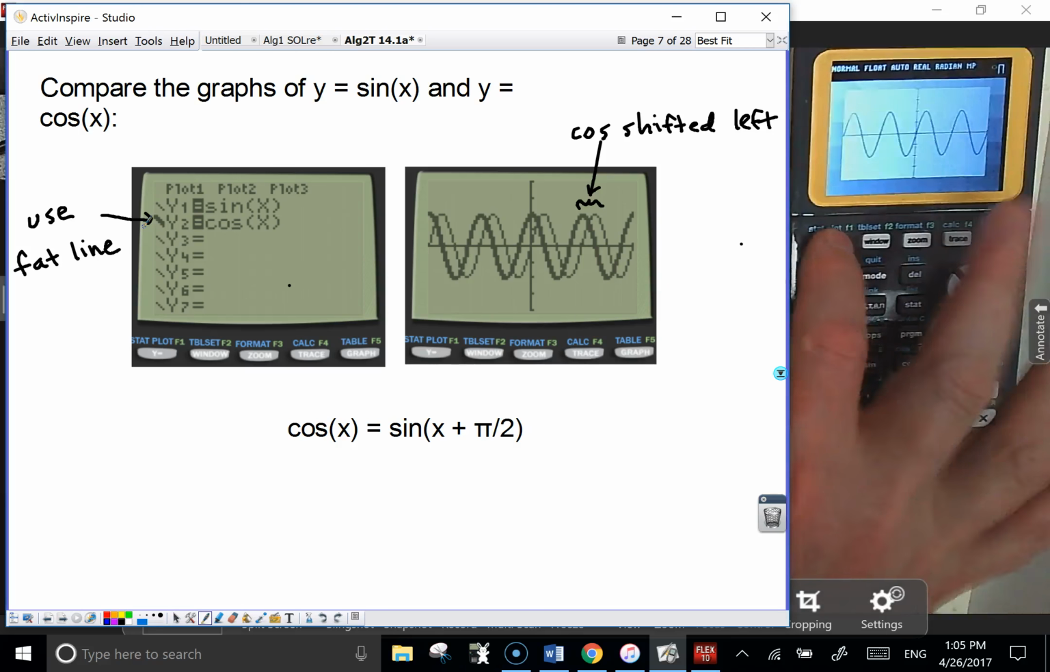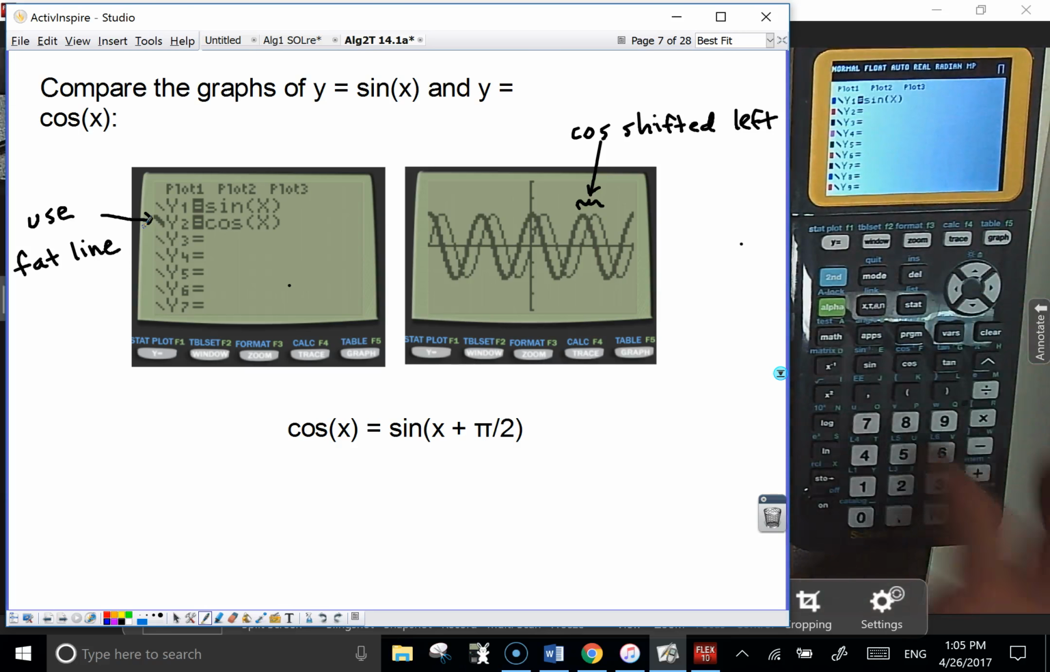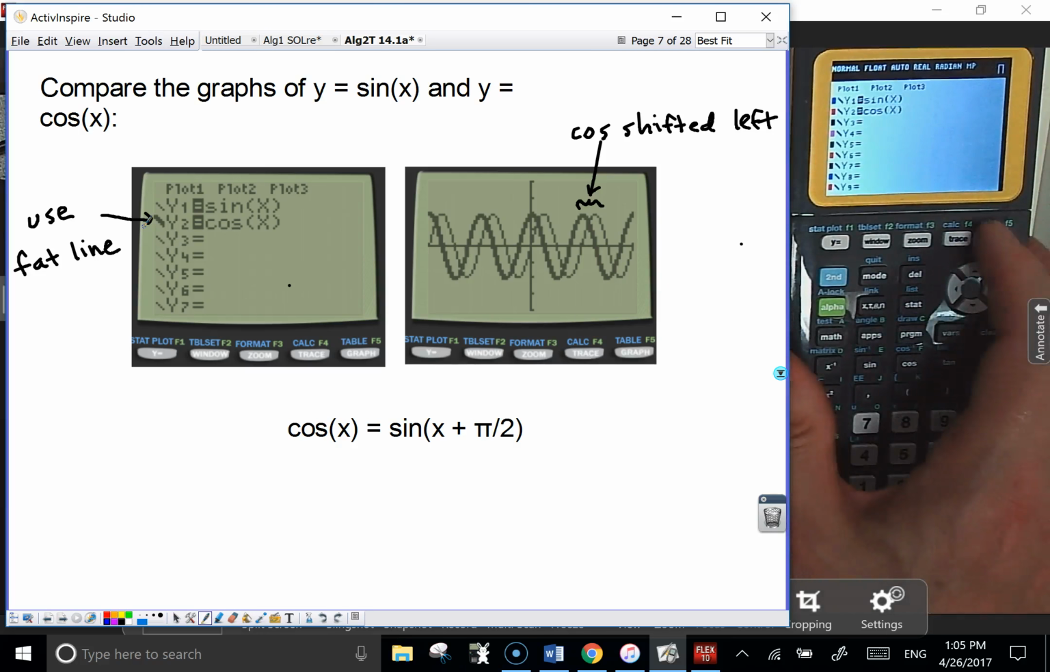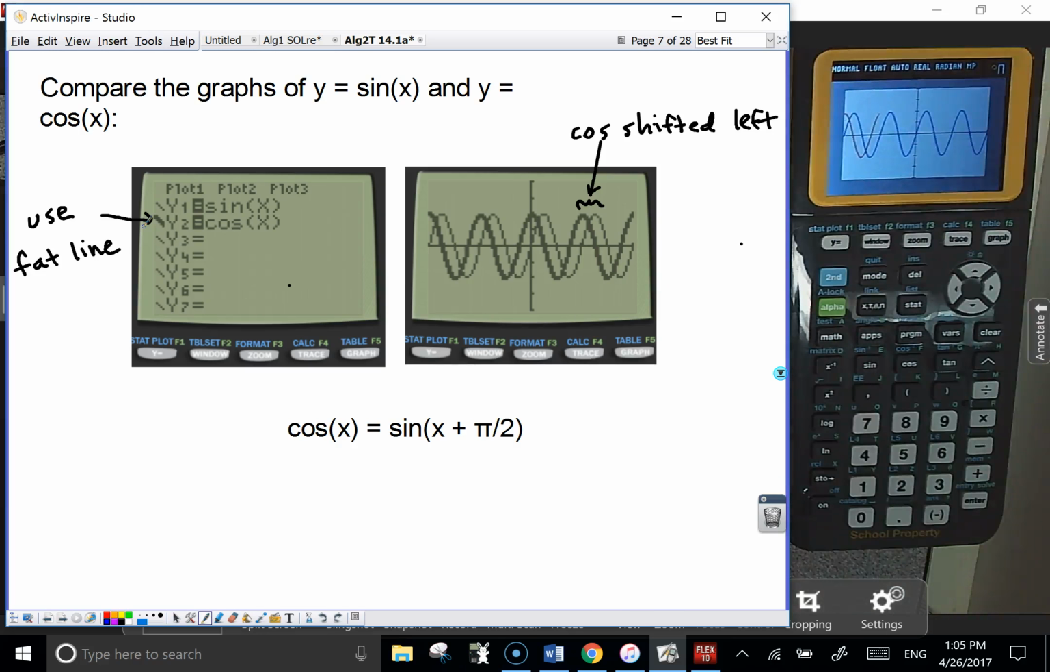So if I go back to y equals, and then go to the second line and put a cosine x, and then I hit graph, now it's a red line. The first one's blue, the second one's red. I don't need to turn them into skinny line and fat line anymore.